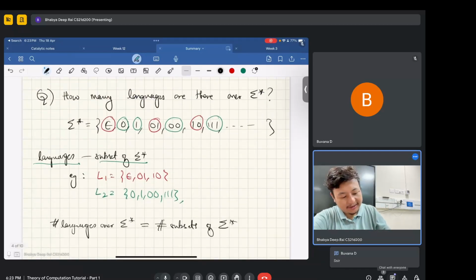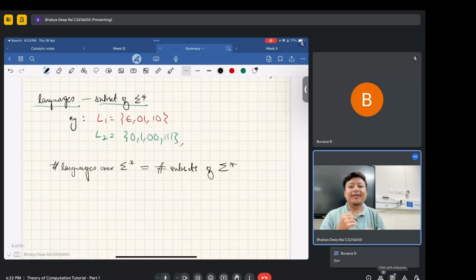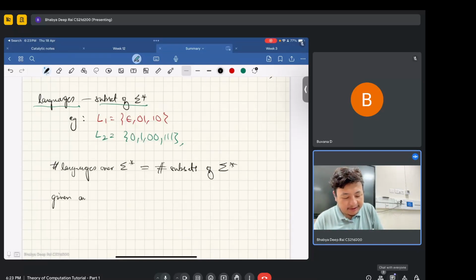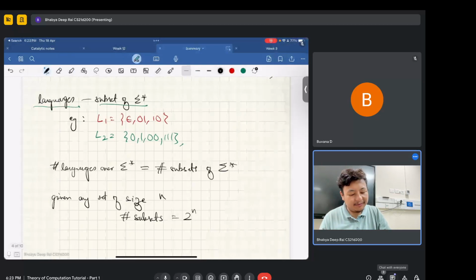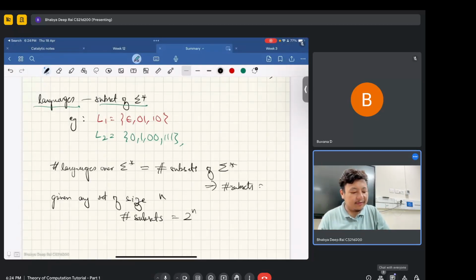So there is a simple formula for this. Given any set of size n, the number of subsets equals 2 power n. So the number of subsets equals 2 power the size of sigma star.